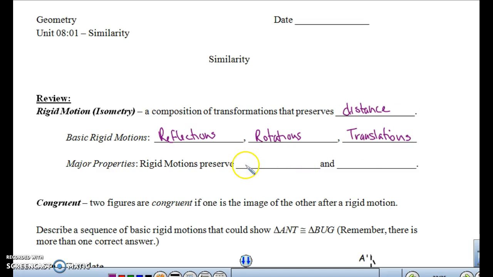Now, besides preserving distance, they also preserve angle measure. Because remember, when you do a rigid motion, what you start with is what you end with. So your figure will always be congruent to its image when you do a rigid motion. Congruent means two figures are congruent if one is the image of the other after a rigid motion. If you do one of these transformations or some combination of them, the figure you start with and its image that you finish with will be congruent.